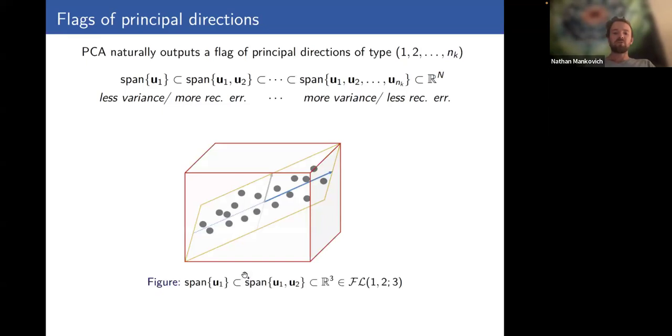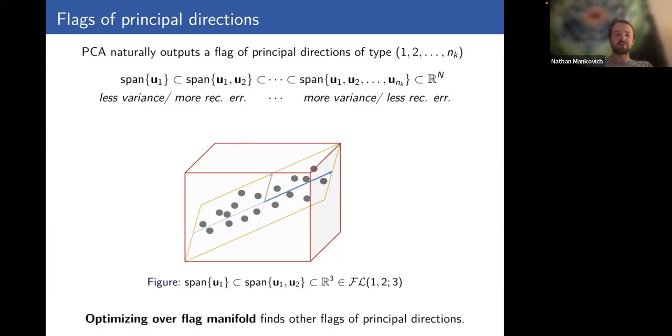And so sort of the visual with our previous example, as if we have the first principal direction being this blue line, the second principal direction being this gray line, and your data being these black points. You can look at this blue line, which is the span of U1, living inside the span of U1 and U2, which would be this orange plane, living inside this reddish orangish R3. So this would be a flag of type 1, 2, 3. Okay, so flags are kind of already in PCA, right?